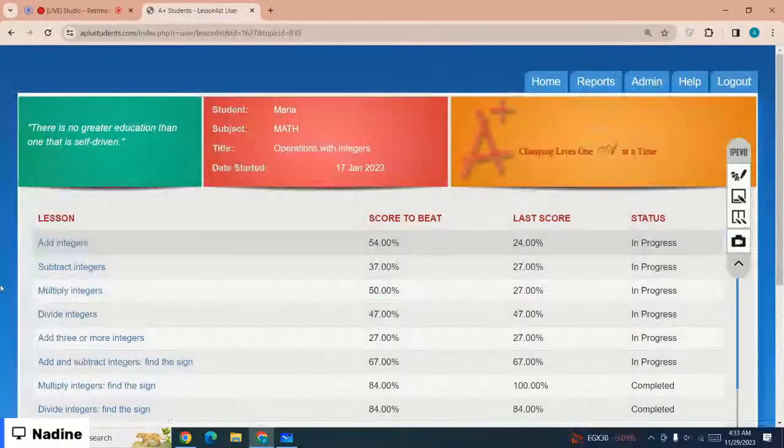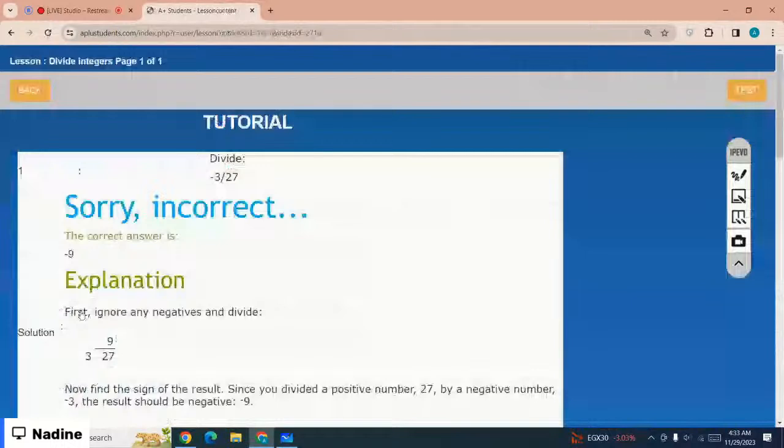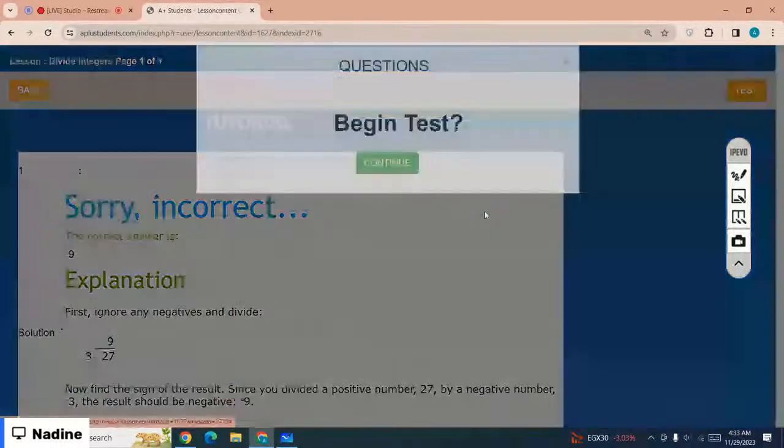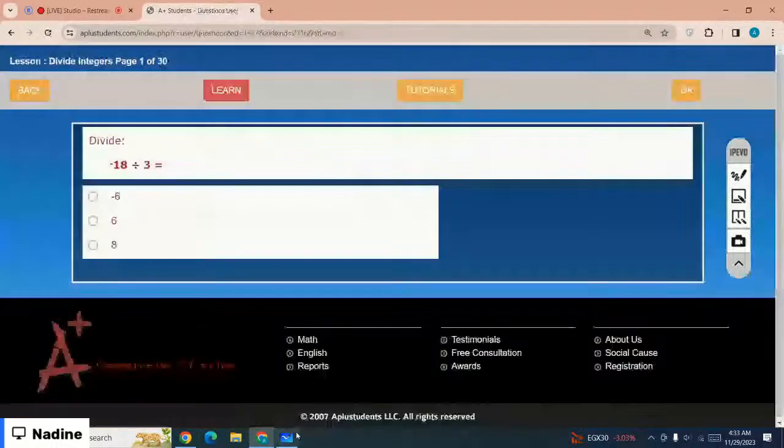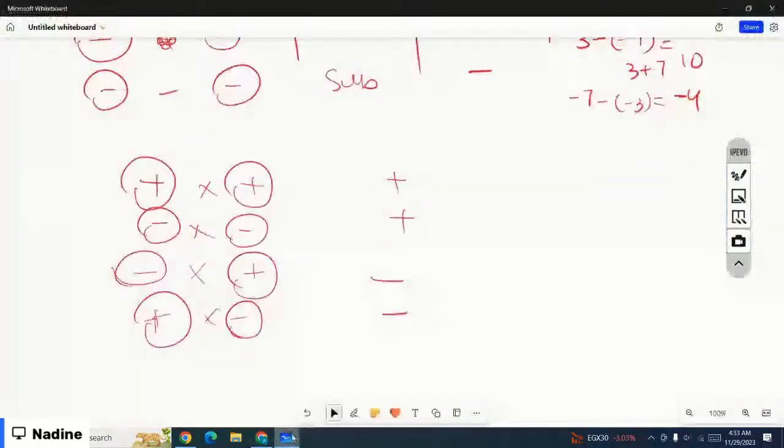Let's just start with divide integers. Divide integers have exactly the same rules as multiplication, right? You can note down the rules for the division, right?